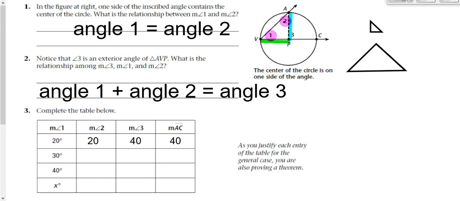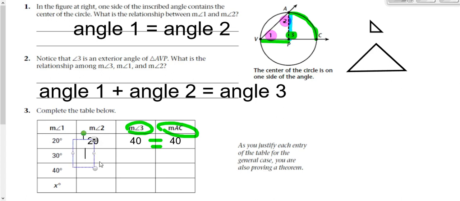Now why would arc AC be 40 degrees? Because this angle here that we're highlighting in green, number 3, that is the central angle that goes with this arc here that I've highlighted. Okay, so angle 3 and arc AC are always going to be equal to each other. Okay, alright, so we can kind of fill out the rest of the table below and get an idea here.